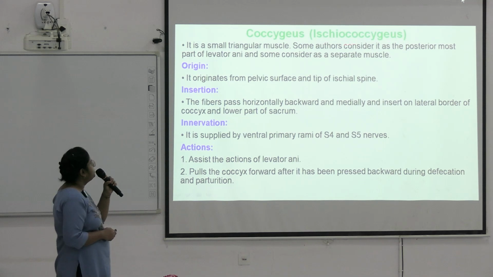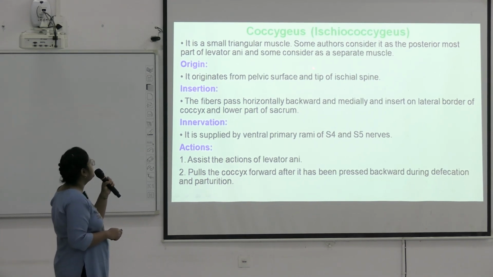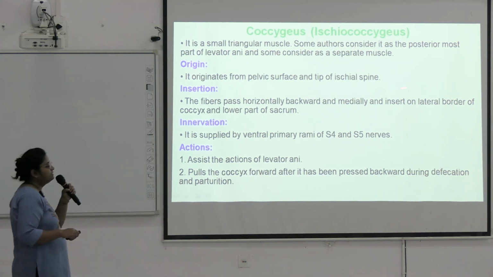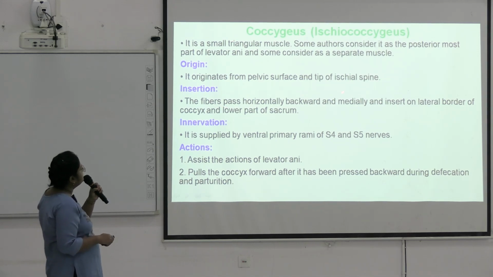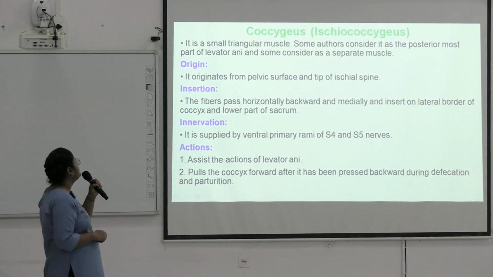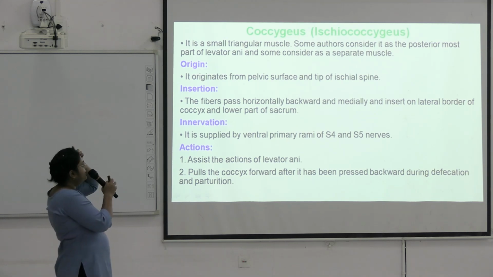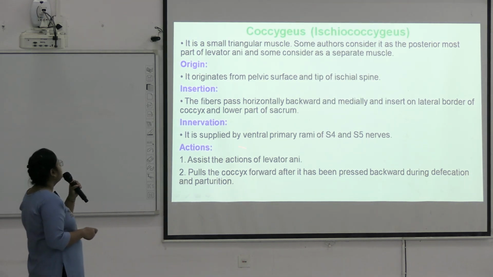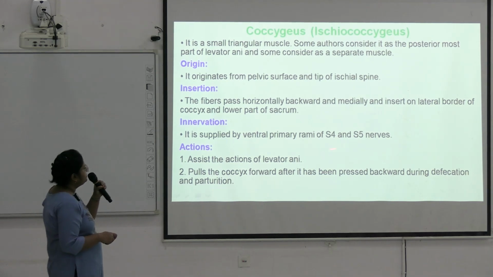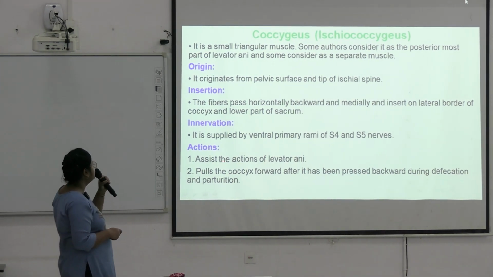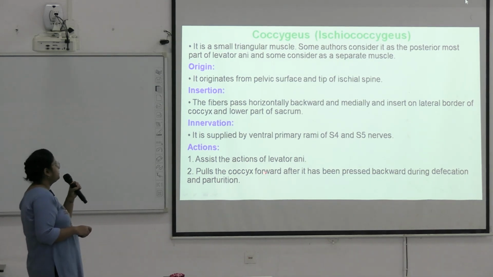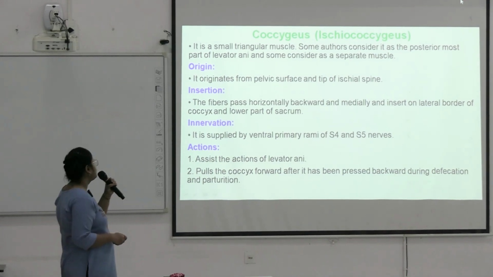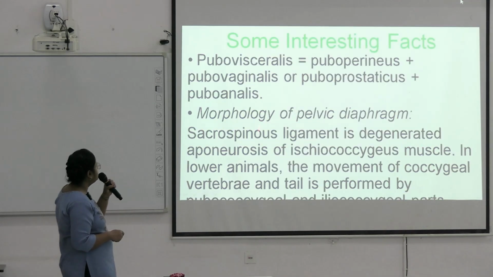So coccygeus or ischiococcygeus is a small triangular muscle and some authors consider it as the posterior-most part of levator ani and some consider it as a separate muscle. Origin, it originates from the pelvic surface and tip of the ischial spine. Insertion, the fibers pass horizontally backward and medially and insert on the lateral border of the coccyx and upper part of the sacrum. Innervation is supplied by the ventral primary rami of S4, S5 nerves. Action, it assists the actions of levator ani, pulls the coccyx forward after it has been pressed backward during defecation and parturition.